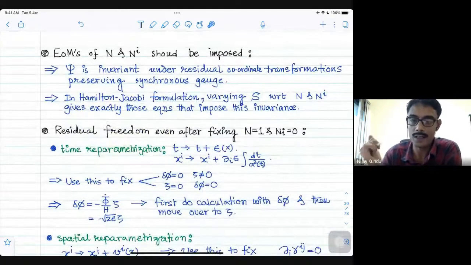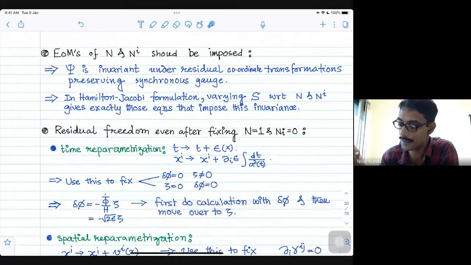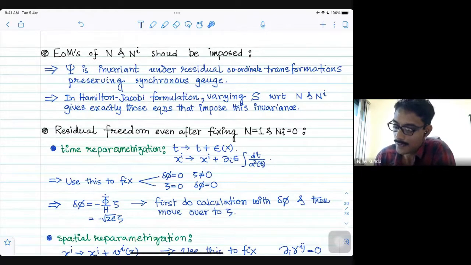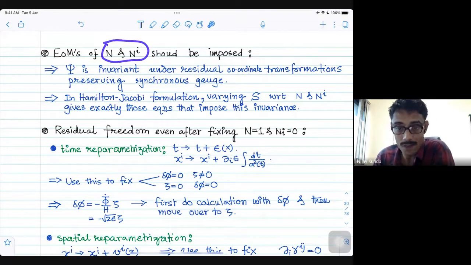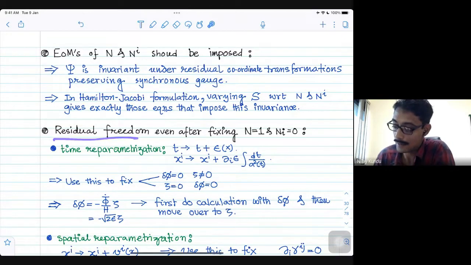Now, as is true for any gauge fixing, if I am fixing this n and n^i gauge, the equations of motion of them should be imposed. They should be treated as constraints, which physically means that this wave function after this gauge fixing should be invariant under residual coordinate transformations. So n equals 1 and n^i equals 0 doesn't completely fix the gauge. I still have some residual freedom, and this wave function should be invariant under them.